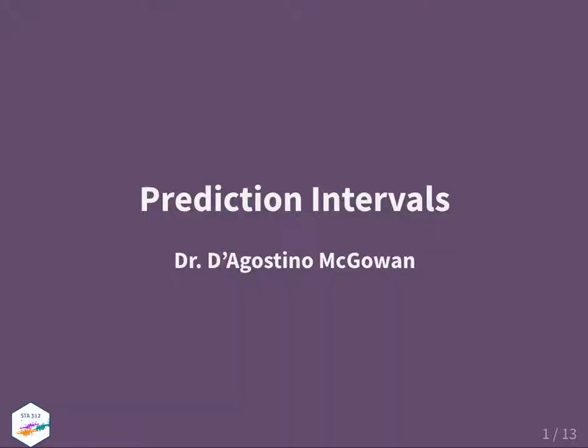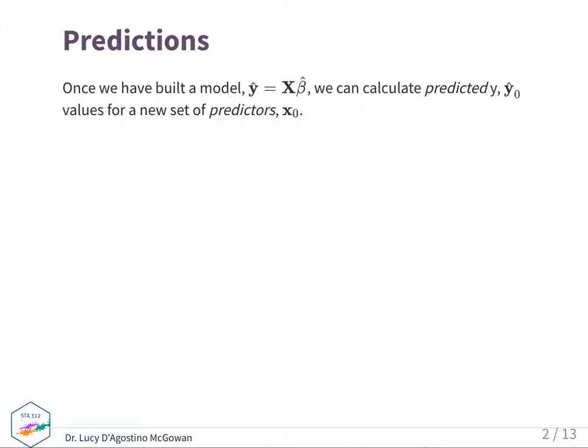All right, let's talk about prediction intervals. So once we've built some model, some y hat equals x beta hat, we can calculate predicted y values. And we've been doing this already for each of the individual observations in our data set. For example, you used the fitted function to pull out those predicted values y hat, or you were able to just multiply your x design matrix by beta hat to get those predicted values.